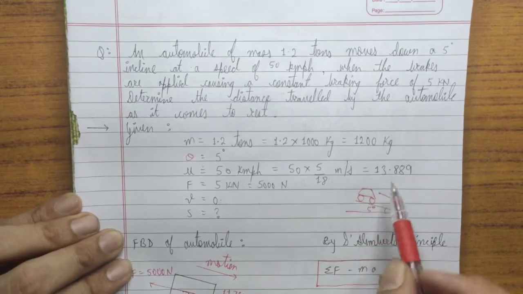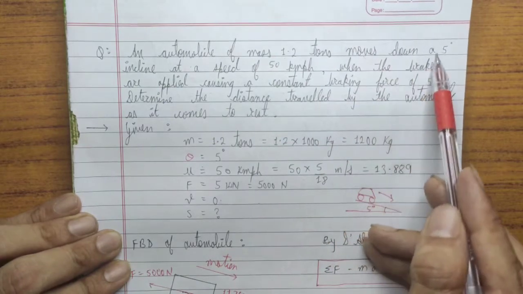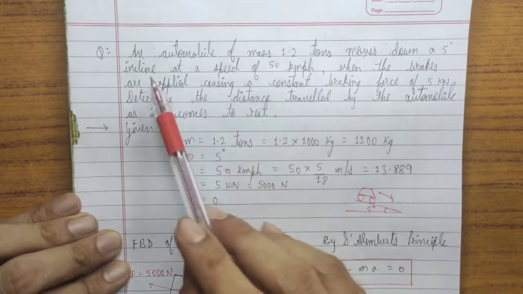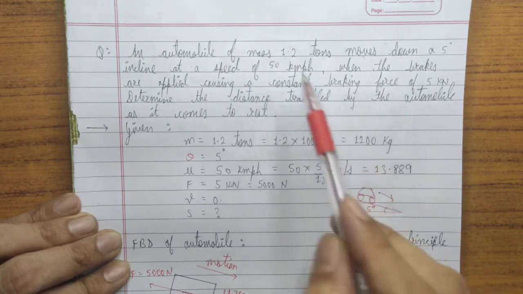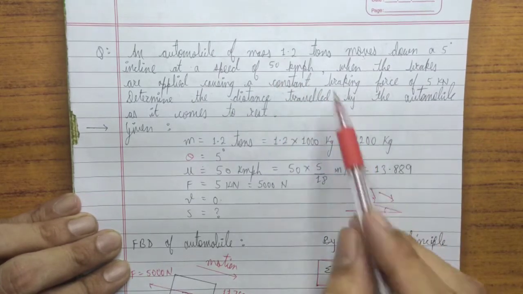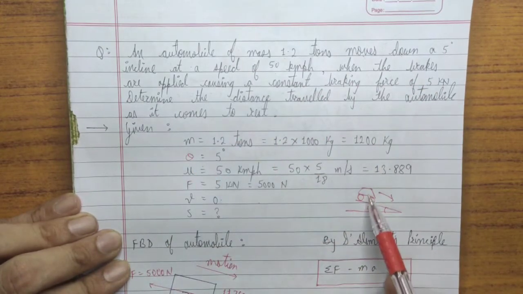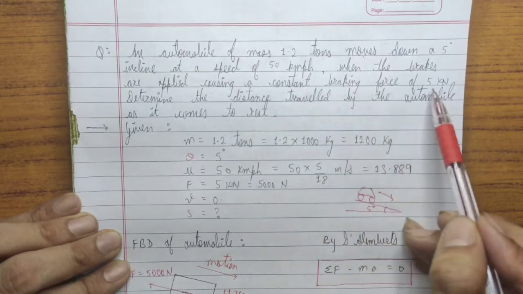Now the mass is 1.2 ton, and it is moving down a 5-degree incline, on this surface which is inclined at 5-degree angle. The speed of this automobile is 50 km per hour. At this speed, this vehicle applies a brake, causing a constant braking force of 5 kN.